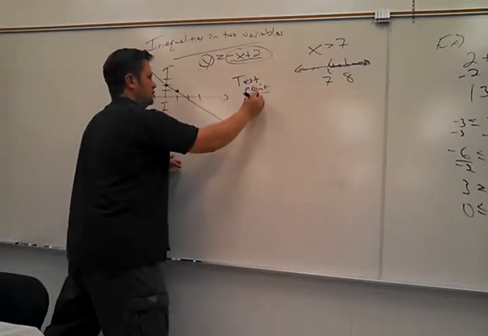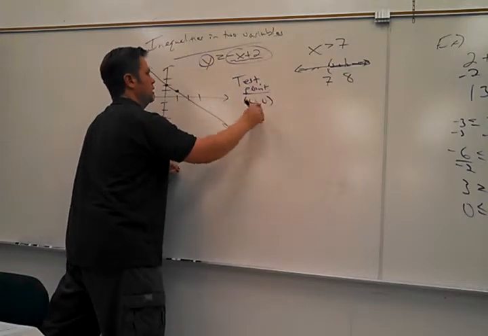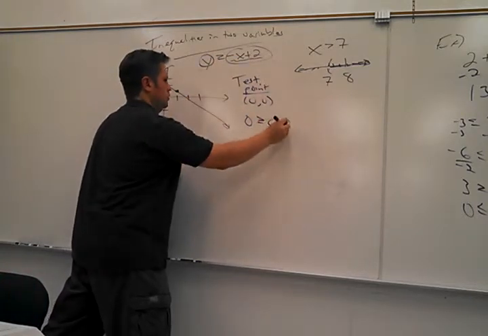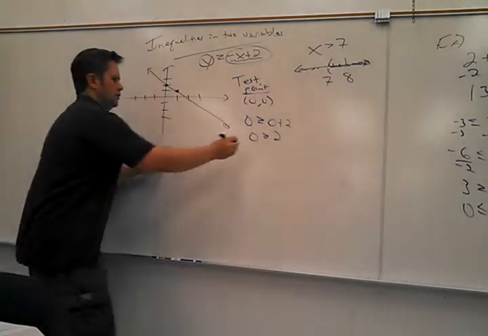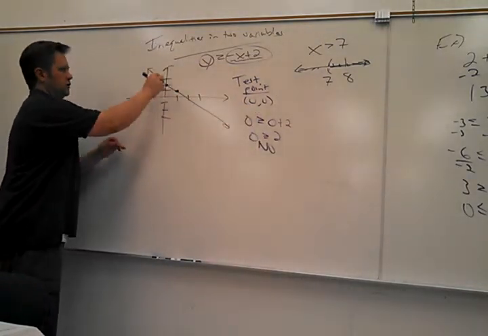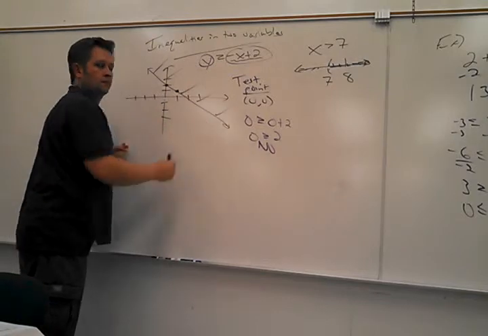So if you plug in the point 0, 0, does it work? Is 0 bigger than or equal to 0 plus 2? Is 0 bigger than or equal to 2? No. So then you don't shade in the direction of 0, 0. You shade the other way.